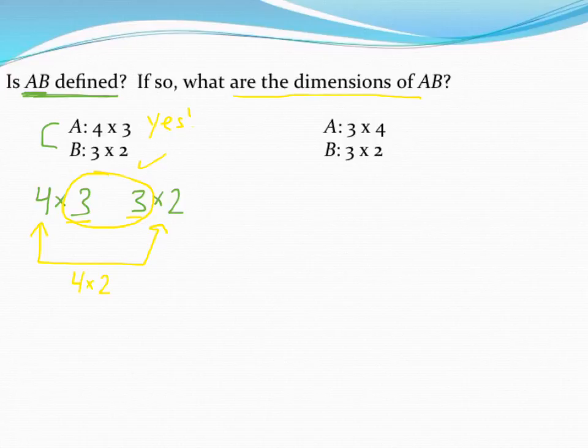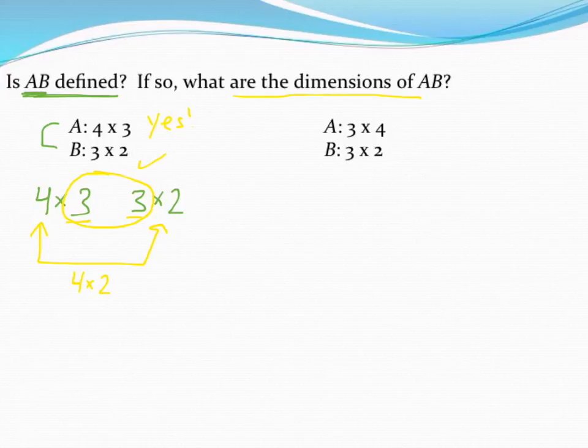And it's kind of interesting. We have two completely different size matrices, a 4 by 3 and a 3 by 2. We are allowed to multiply them together, and our answer is still a different dimension altogether. It's a 4 by 2. So multiplying is much more complicated than adding or subtracting.